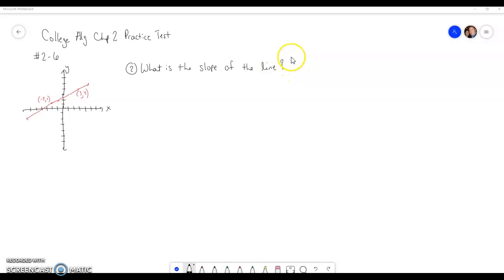Okay, hi guys. So this is the College Algebra Chapter 2 practice test. Again, in my book it's page 301. Again, I have the 12th edition of the book.